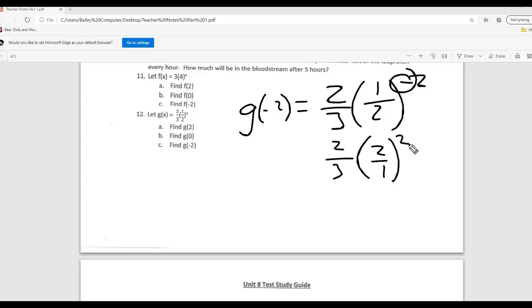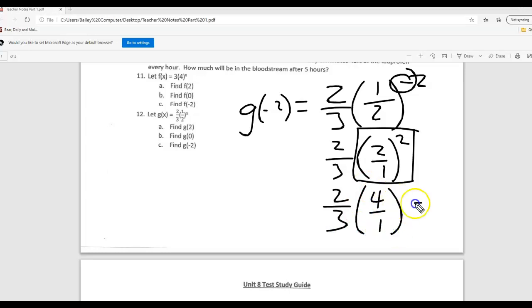And then once you do, the exponent is no longer negative. So now we're going to go ahead and square 2 over 1. That's going to end up giving us 4 over 1. And if you multiply straight across, you end up with 8/3.